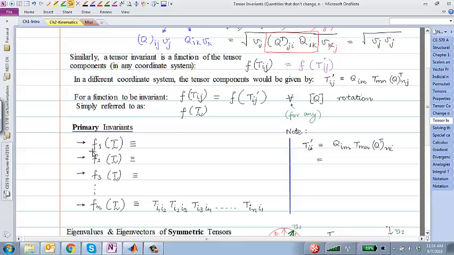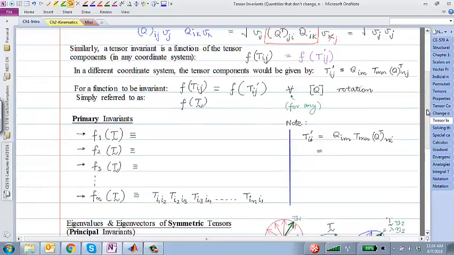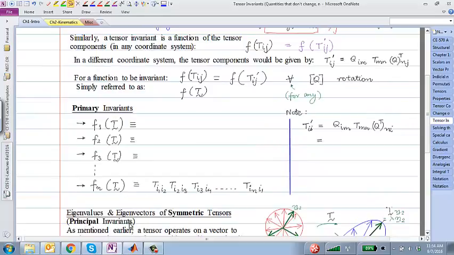So maybe before I talk about these different invariants, primarily there are these 2 types of invariants. One is called a primary invariant, and very shortly we'll see something called a principal invariant. So you have to be very careful about this terminology. One is a primary invariant, one is a principal invariant, and both are obviously invariants, but you need to understand how to calculate them. So the first primary invariant, F1 of the tensor T, is simply Tii.